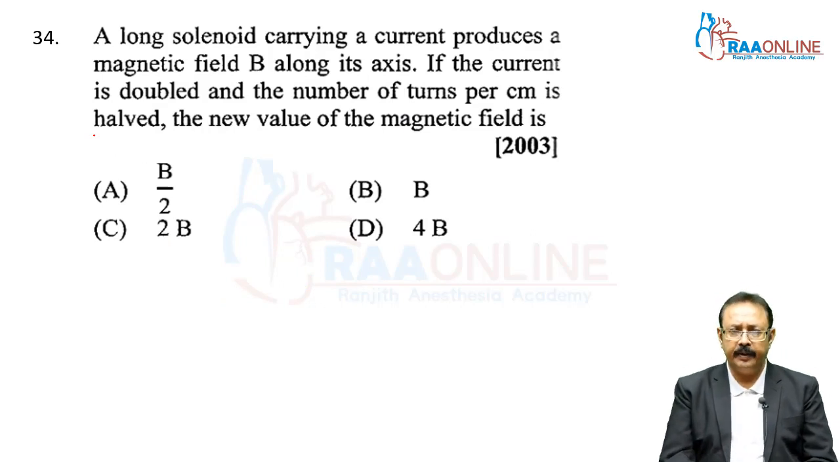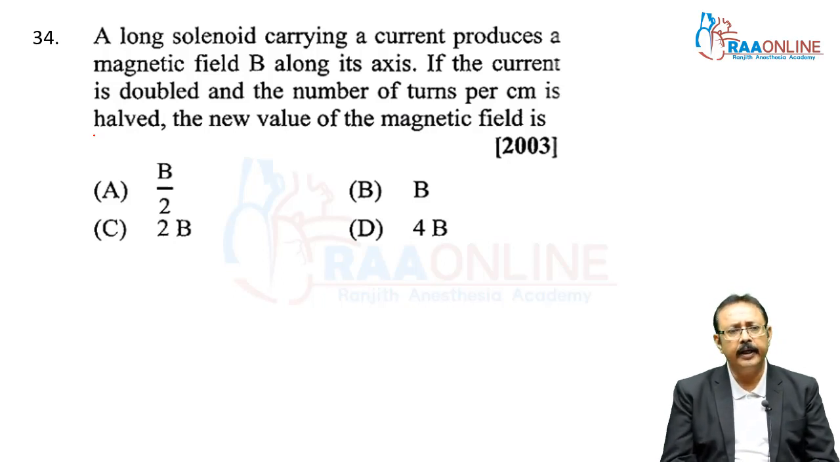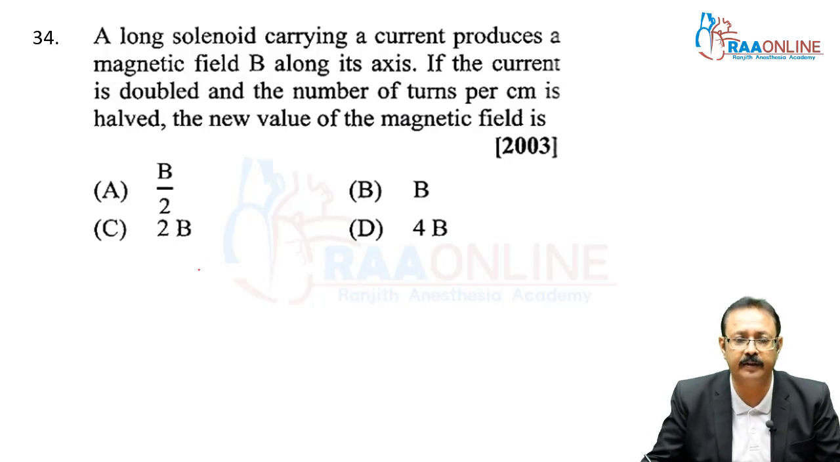2003 AIPMT. A long solenoid carrying a current produces a magnetic field B along its axis. If the current is doubled and the number of turns per centimeter is halved, the new value of the magnetic field is, you know what is the formula for solenoid? Magnetic field on axis is given by mu naught Ni.